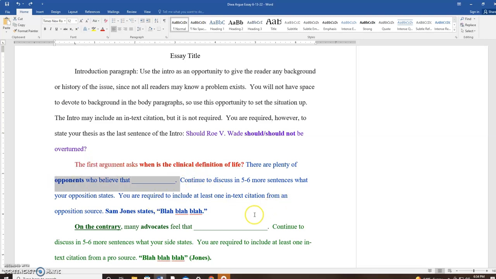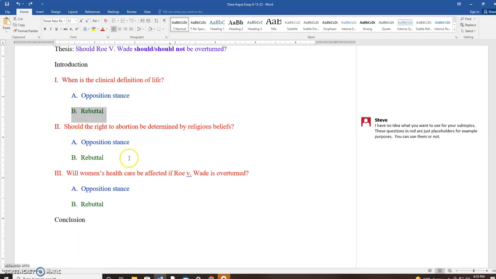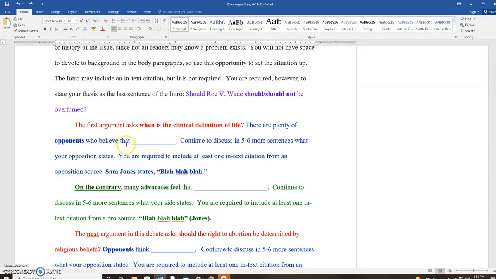5 to 6 sentences. You are required to have at least one in-text citation from an opposition source. And I've just given you a reminder here of what an in-text citation could look like. It can go anywhere in the paragraph. It does not have to be the last sentence. You will indent at B, your rebuttal side. Rebuttal means your answer. Rebuttal means you are going to address any issues brought up here in the blue, down here in the green. This is you. You and people who advocate with you.